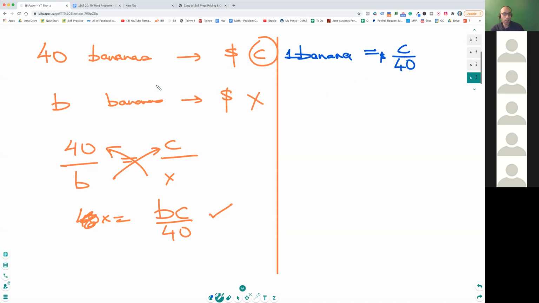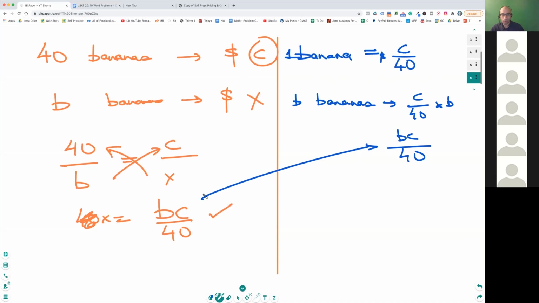That's dollars. Now, how much do B bananas cost? That's easy. You're going to take C over 40 times B, and that gives you BC over 40 because C times B is BC. So these answers are the same. Of course, they've got to be the same. No magic there, but just remember there are two ways of doing it. And like Henry said, this is the more preferred way to do it. But of course, if you can immediately see that you can do it the other way, go ahead and try that.